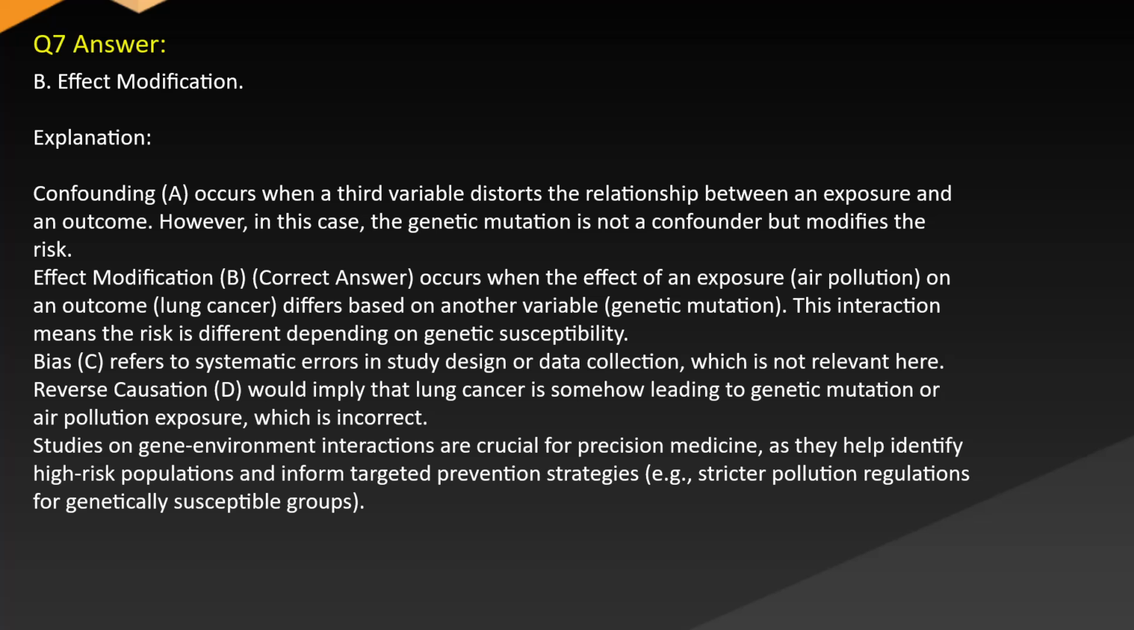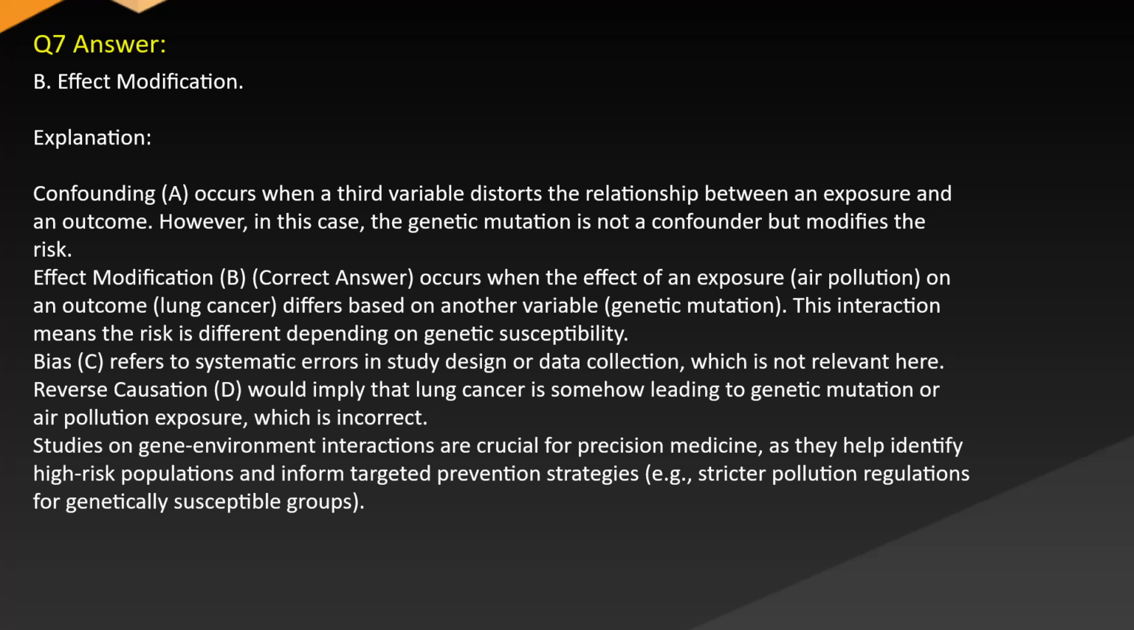Answer B. Effect modification. Explanation. Confounding, A, occurs when a third variable distorts the relationship between an exposure and an outcome. However, in this case, the genetic mutation is not the confounder but modifies the risk. Effect modification, B, correct answer.